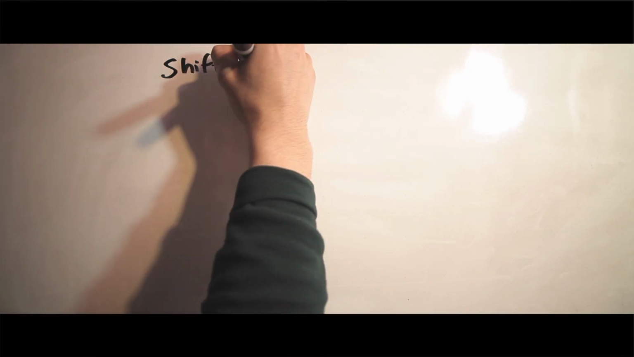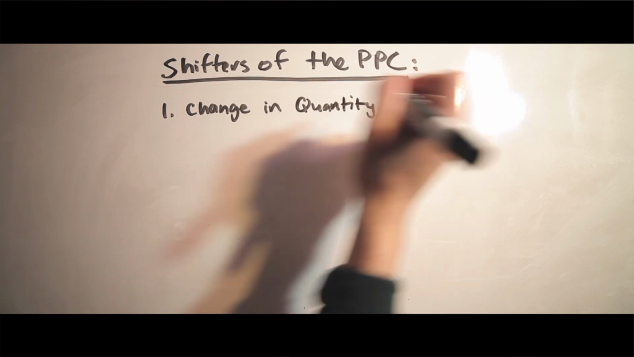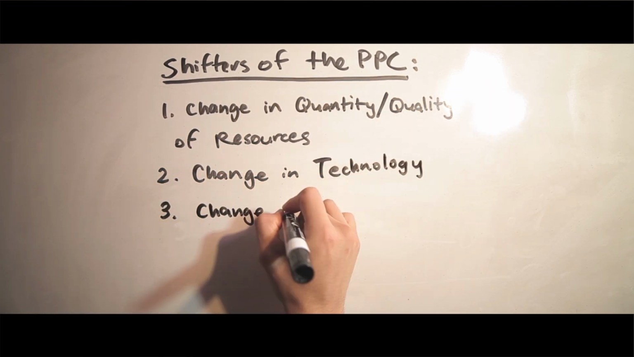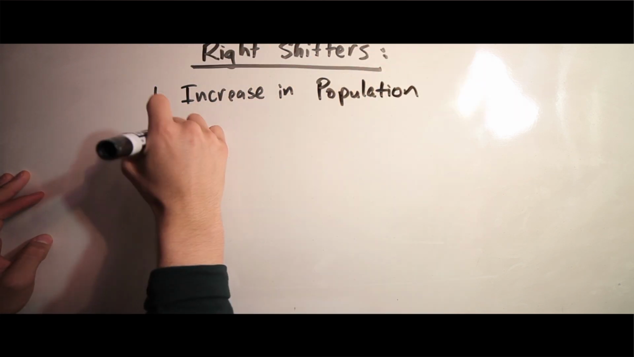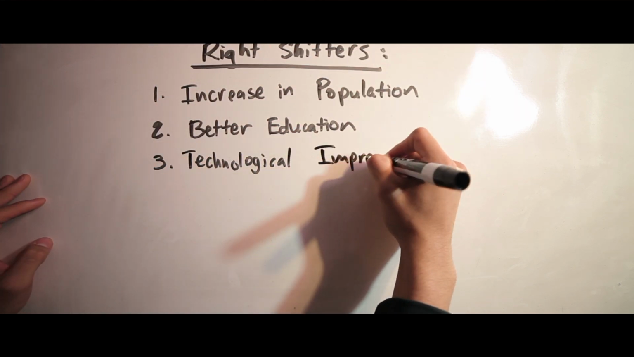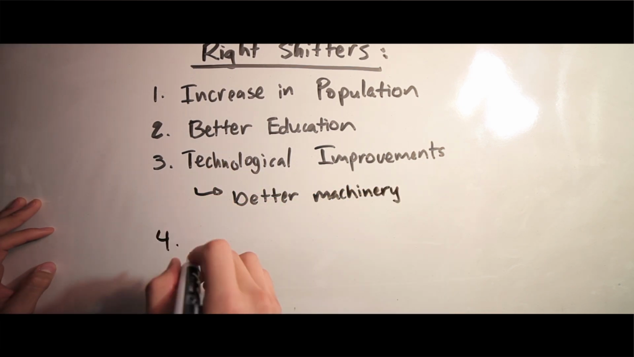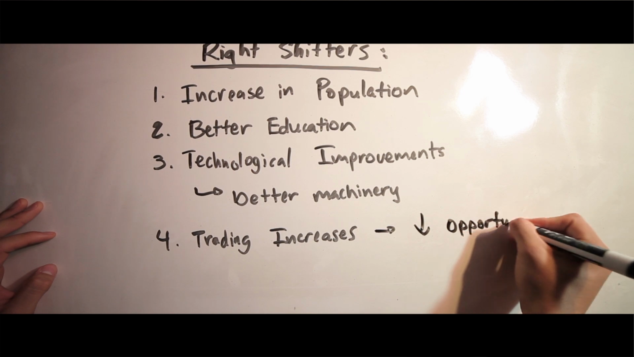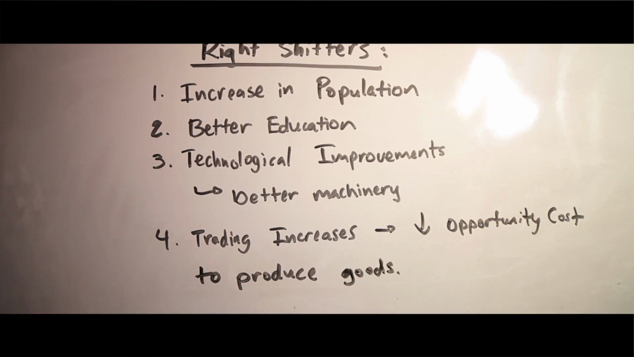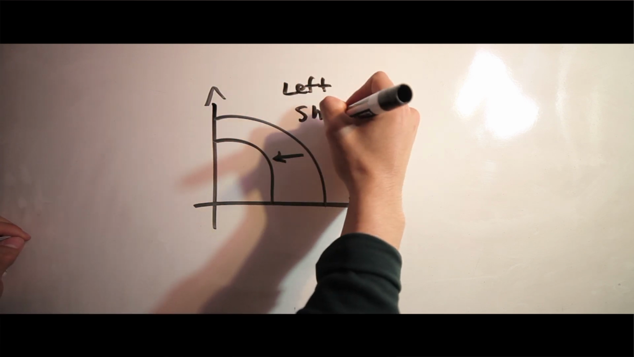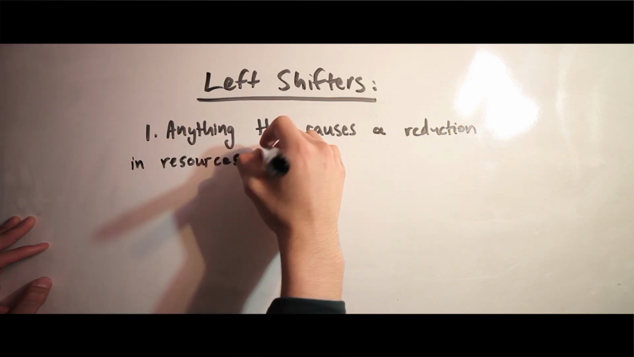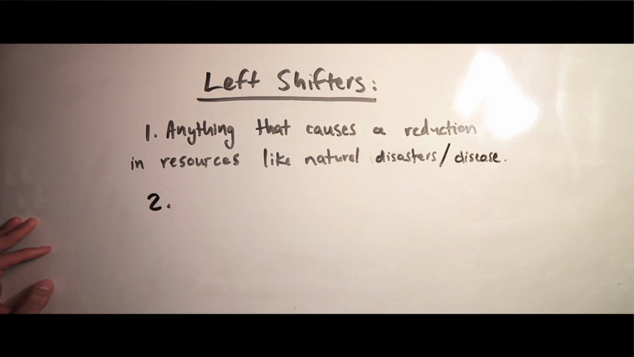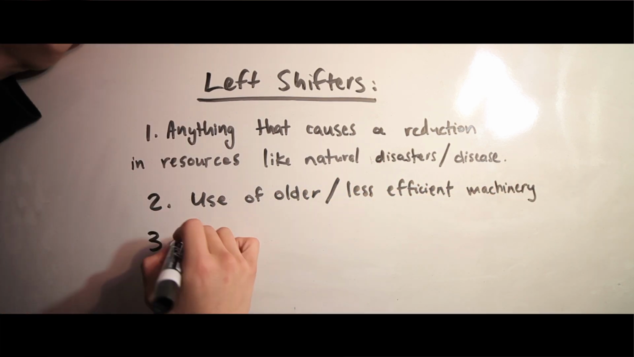There are three shifters of the PPC: change in the quantity or quality of resources, change in technology, and change in trade. Examples of right shifters include an increase in population, better education, technological improvements like faster computer hardware or invention of better machinery, increased trading, which will decrease opportunity costs to produce more goods. Some examples of left shifters include anything that causes a reduction in resources like natural disasters or disease, use of older and less efficient machinery, or the country decides to stop trading.